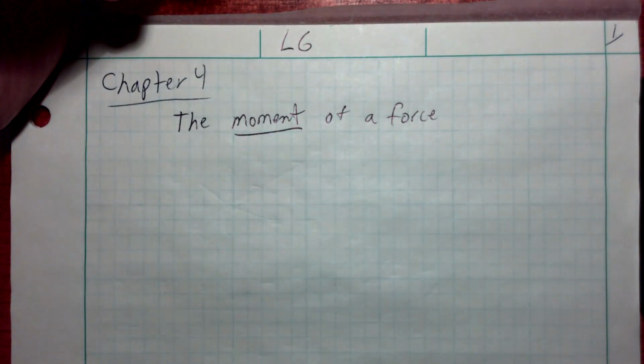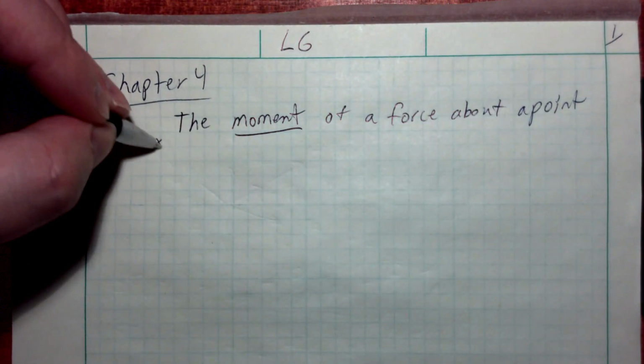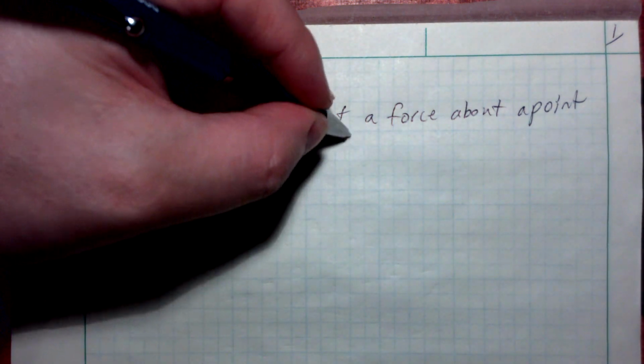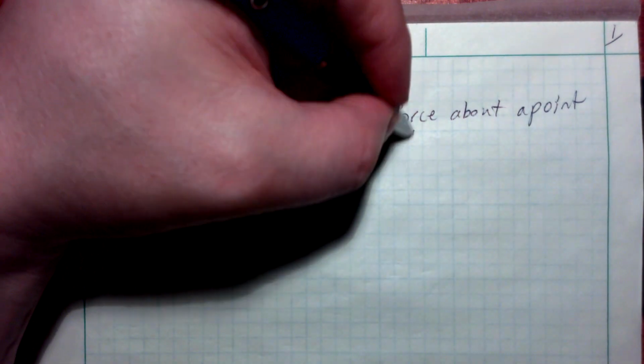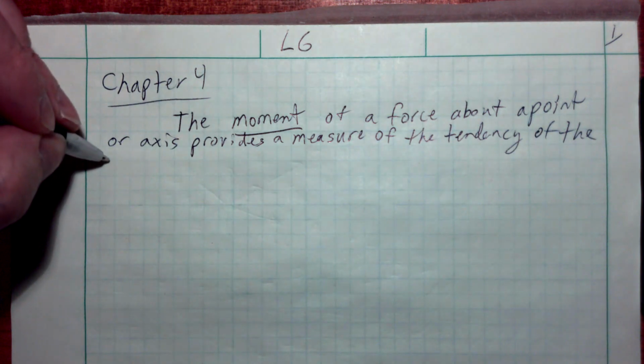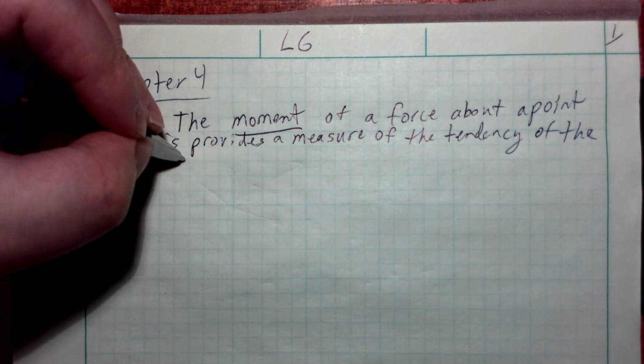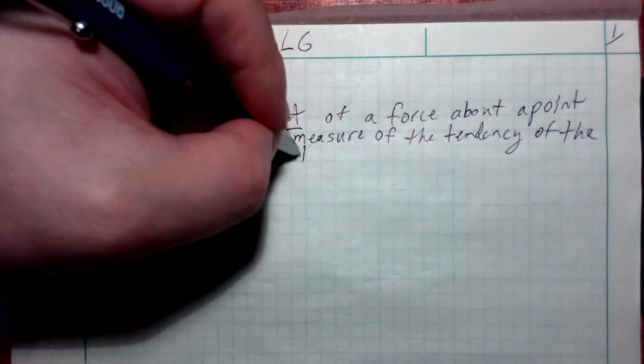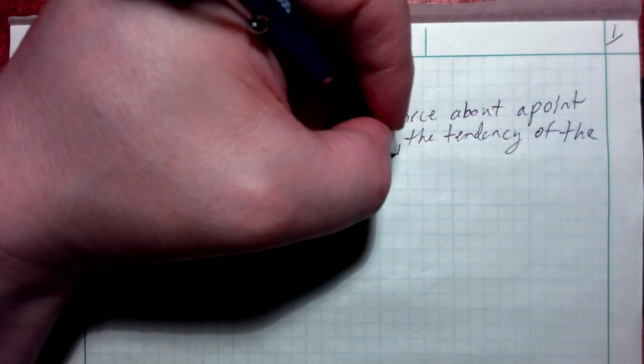The moment of a force about a point or axis provides a measure of the tendency of the force to cause a body to rotate about the point or axis.